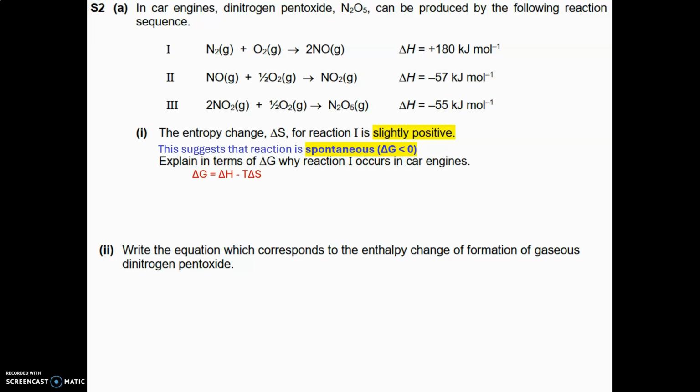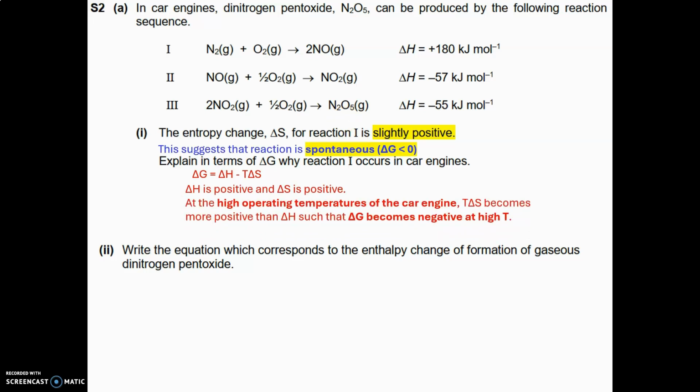And using this equation, for delta G to be negative, you will need delta H to be less positive than T delta S. And this is possible because car engines operate at a high temperature. So when T is high, your T delta S term becomes much more positive than your delta H. So even though delta H is positive, your delta H minus T delta S becomes negative at high temperatures, which makes the reaction spontaneous.